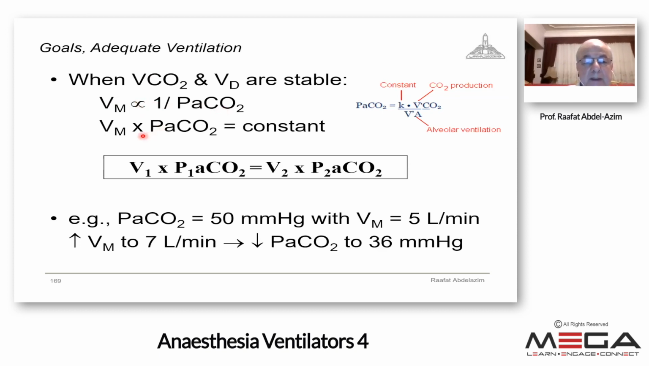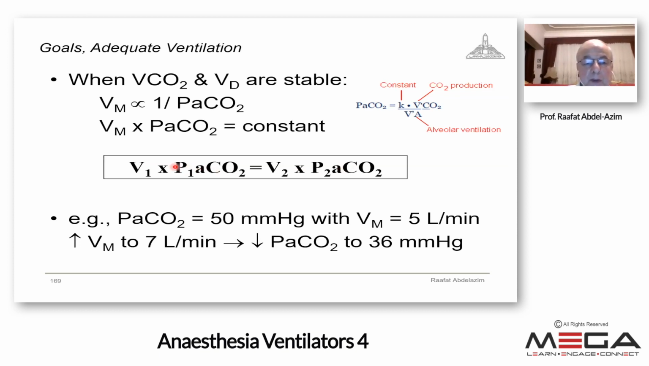This means that if we multiply the minute volume at a certain time by the PCO2 at the same time, it will be constant. So when we change the minute volume from volume 1 to volume 2, the PCO2 will change from PCO2 1 to PCO2 2.